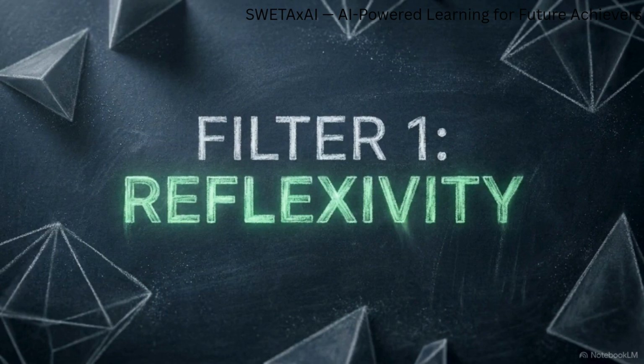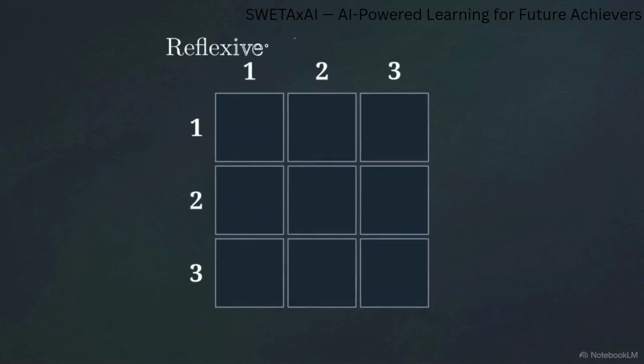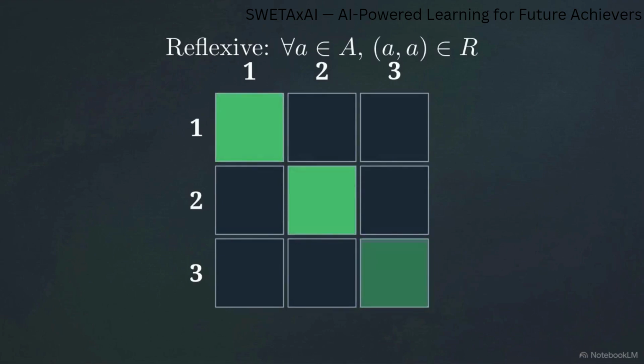This matrix allows us to visualize the first of our 3 filters, the reflexive property. Mathematically, a relation is reflexive if every element is related to itself. The pair A, A must exist in the relation for every element A in the set. When we apply this rule to our matrix, it locks in a specific geometric constraint.